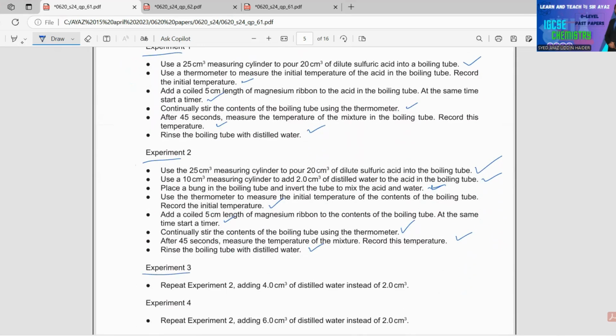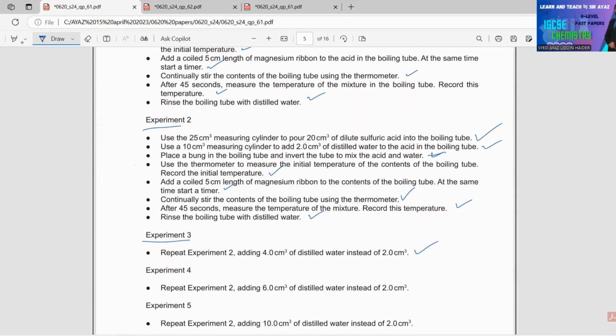Experiment 3. Repeat experiment 2, adding 4 cm³ of distilled water instead of 2 cm³. Now they have changed the volume of water used here. Experiment 4. Repeat experiment 2, adding 6 cm³ of distilled water instead of 2 cm³. Experiment 5. Repeat experiment 2, adding 10 cm³ of distilled water instead of 2 cm³.